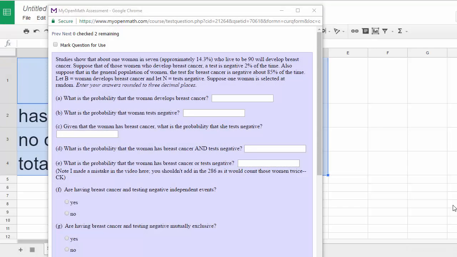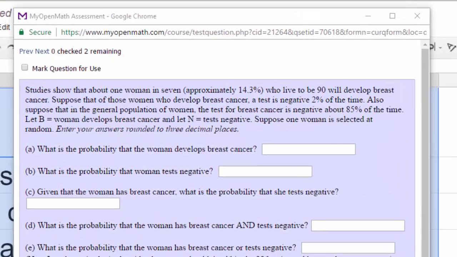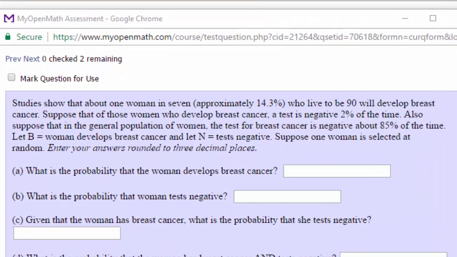In this problem, we're being asked to compute some probabilities having to do with the incidence of breast cancer and whether or not a test for breast cancer actually picks it up. So the problem says studies show that about 1 woman in 7 will develop breast cancer. Suppose that of those women who develop it, a test is negative 2% of the time, and also generally the test for breast cancer is negative about 85% of the time. And so we want to compute some different probabilities.